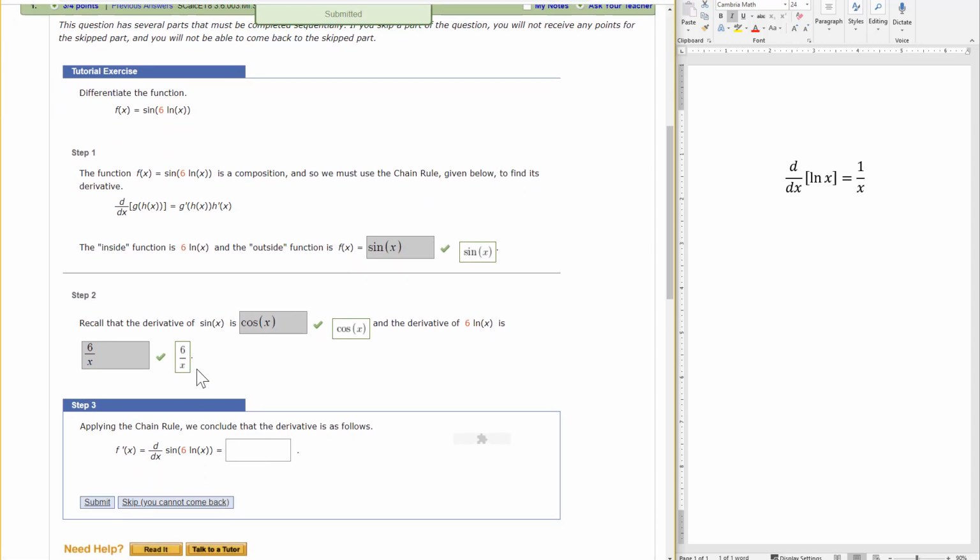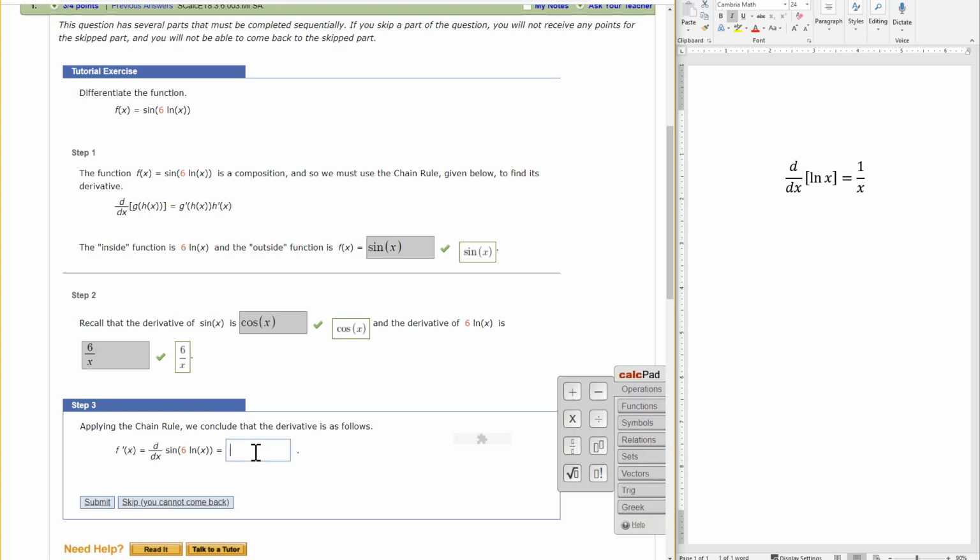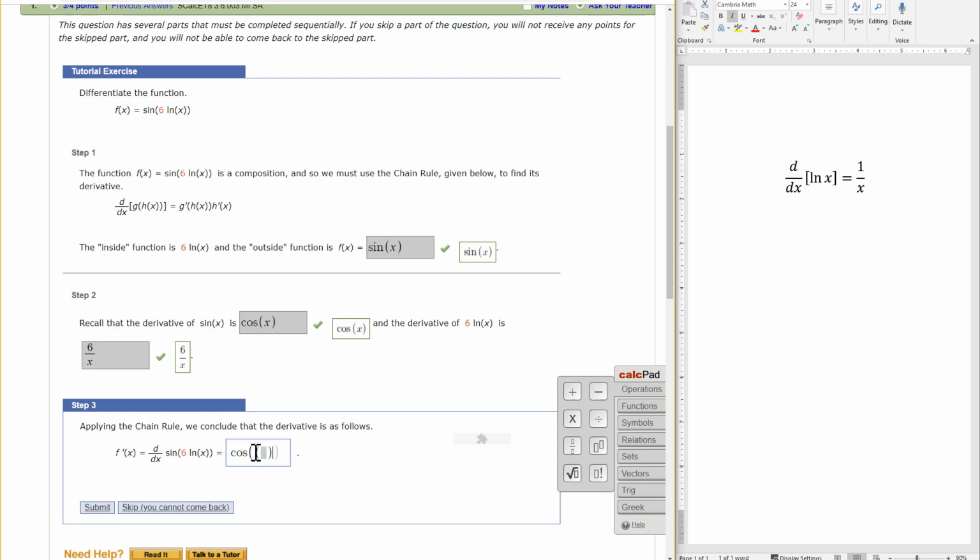And now that we have that, we're just simply going to put these two things together. Now, remember, the chain rule says it's the derivative of the outer function evaluated at the inner function. So it's the derivative of the cosine function times, and the thing that goes in here is not just x, but the original inside function, which is 6 times ln of x. So this is the derivative of the outside.